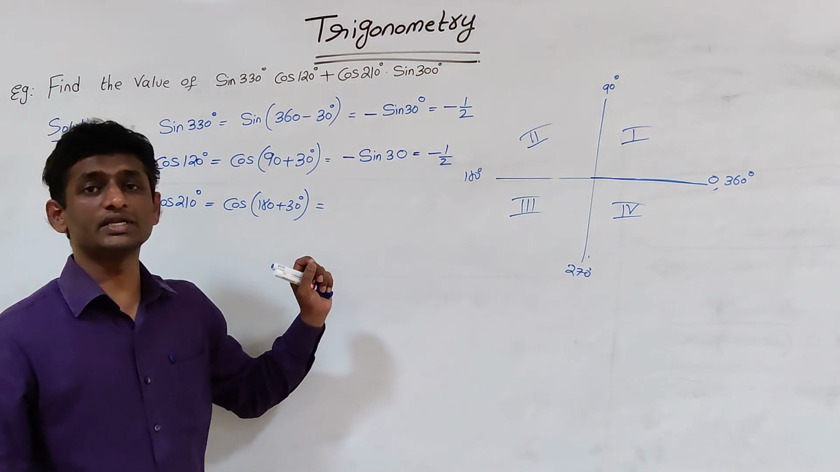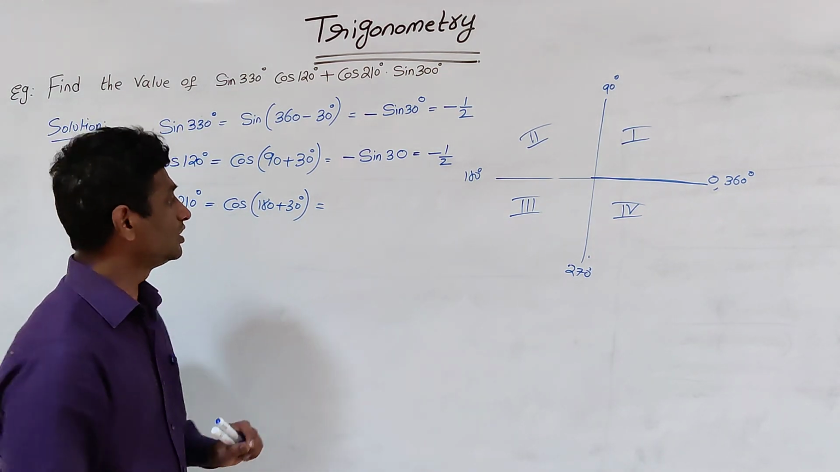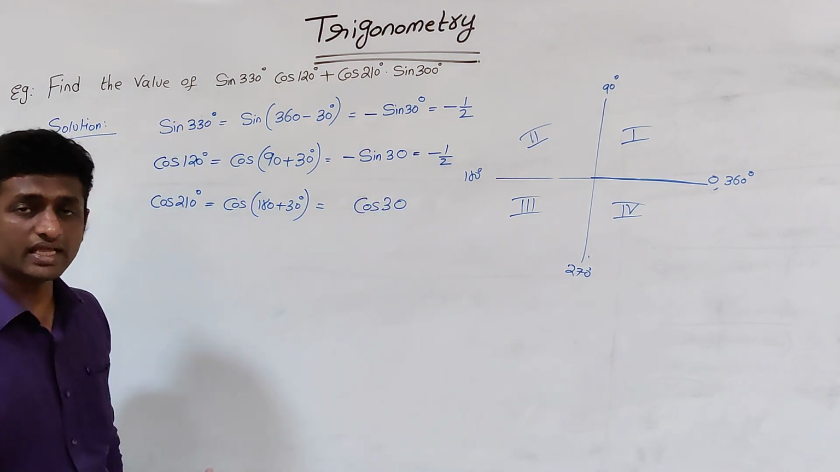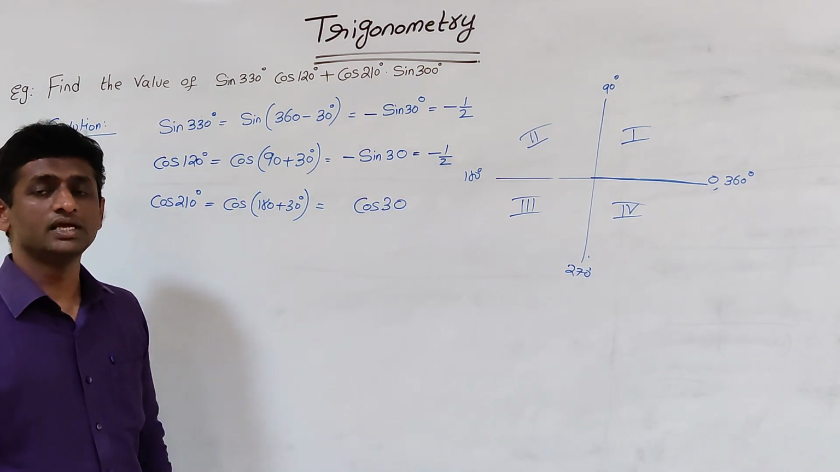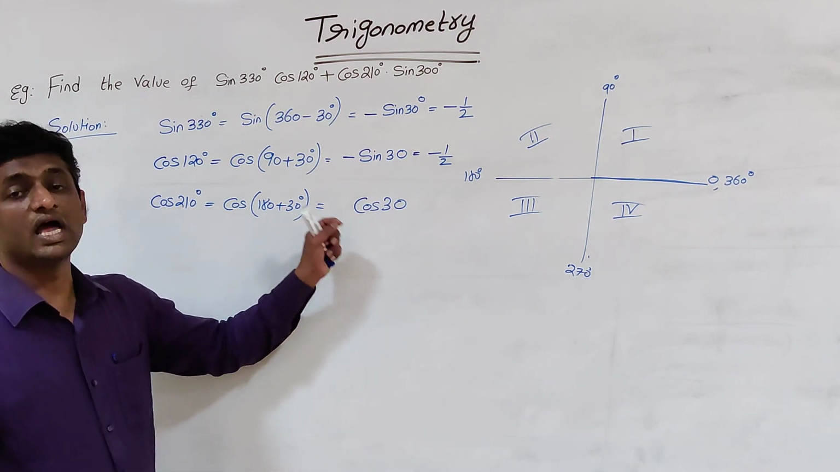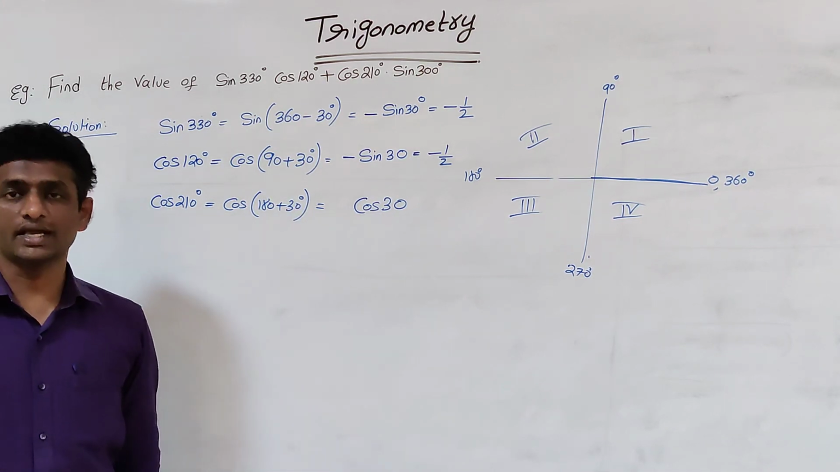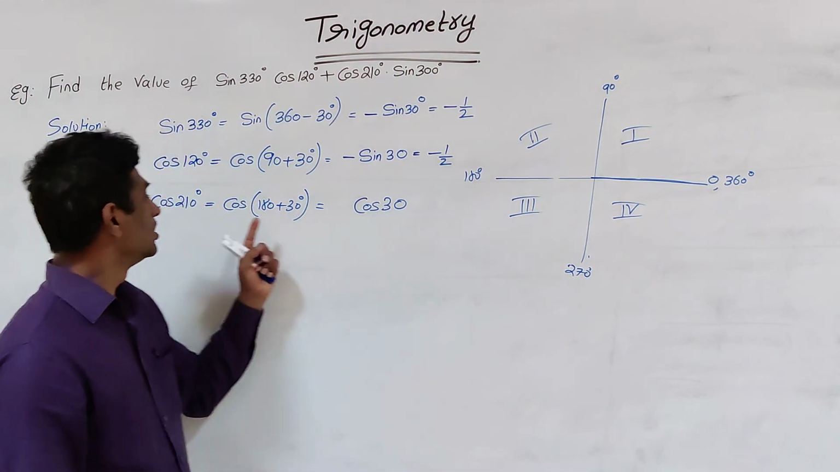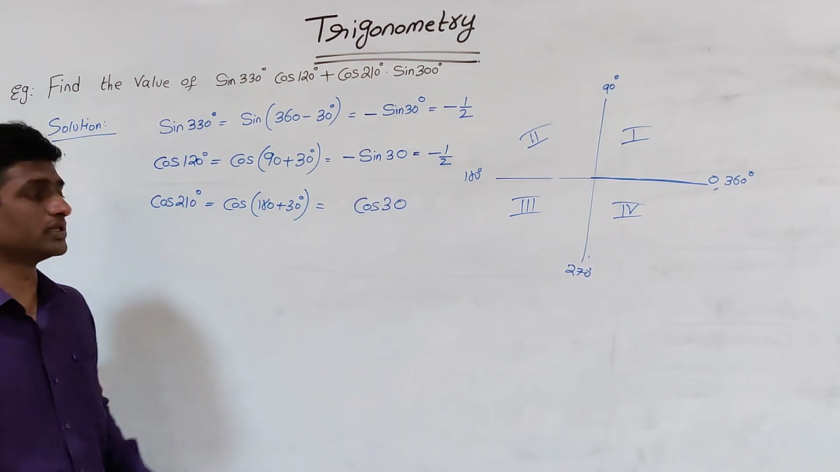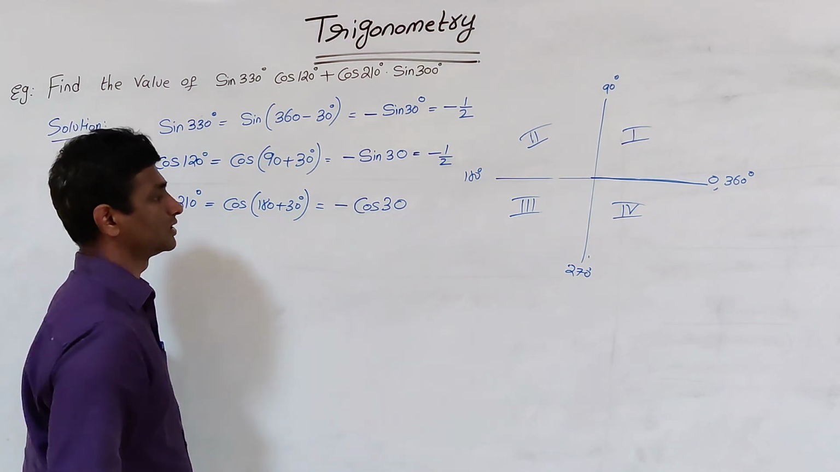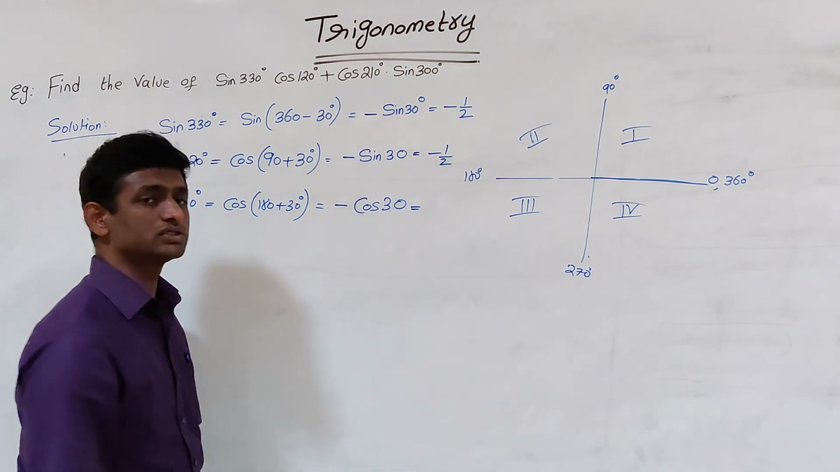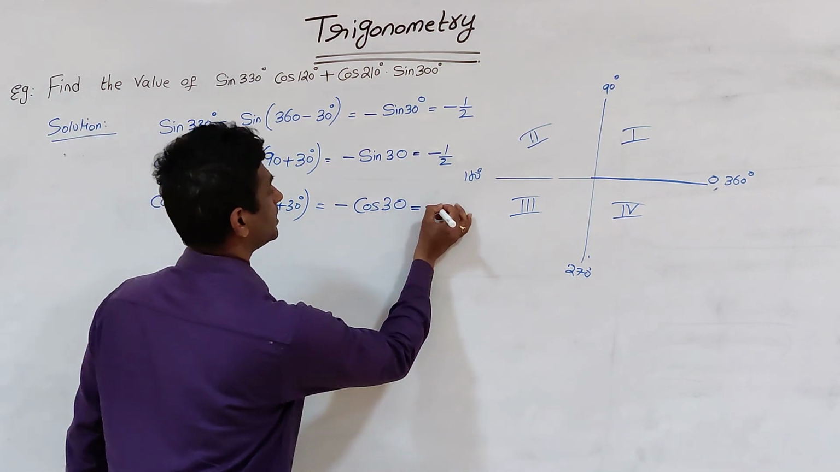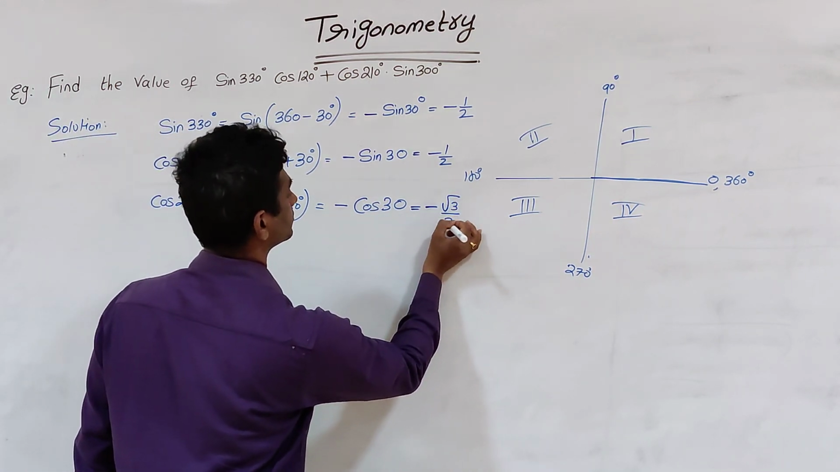So the trigonometric ratio does not change. So it will be cos 30. But whether it is plus or minus is decided by the quadrant in which the angle 210 degrees lies. As 210 degrees lies in the third quadrant, cos will have a negative sign. So it will be minus cos 30. And the value of cos 30 is root 3 by 2. As there is a minus, it will be minus root 3 by 2.